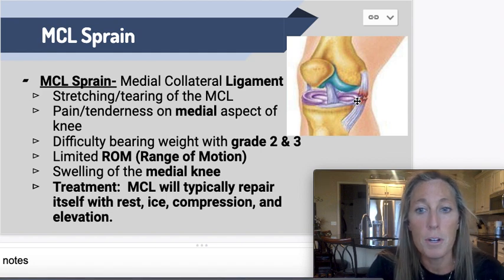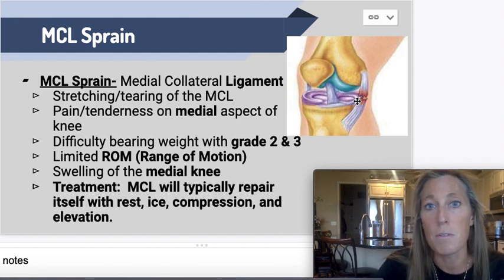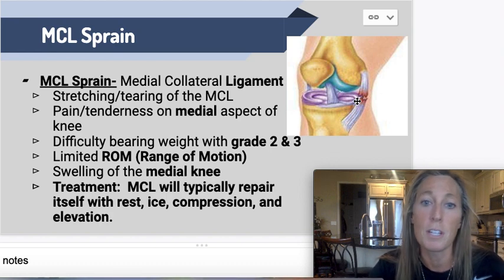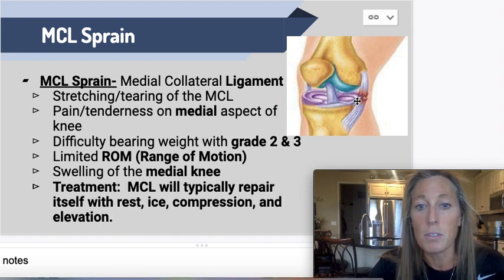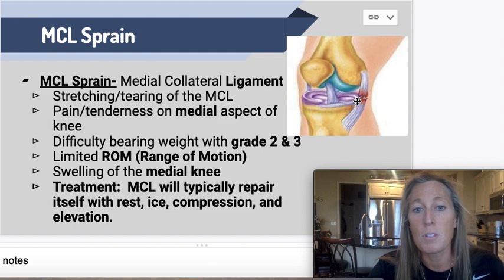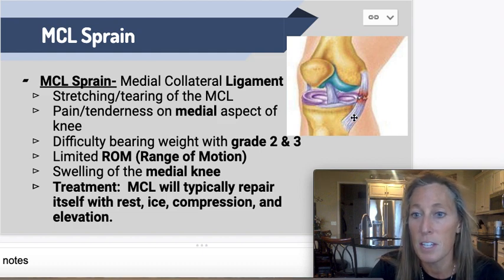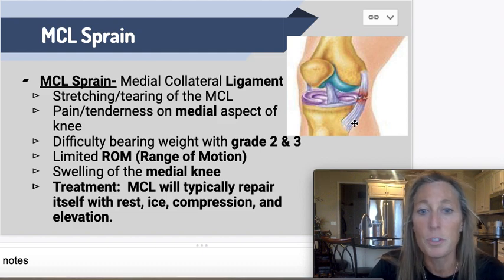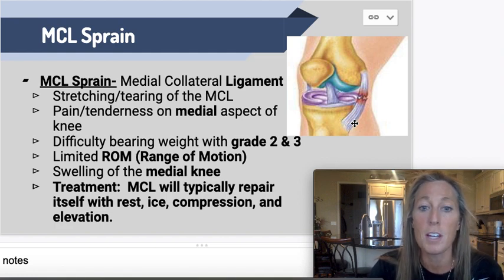You'll have difficulty bearing weight with a grade 2 or 3, where we've talked about grade 1, 2, and 3 sprains. You will have limited range of motion. There will most likely be swelling on the inside of the knee. MCLs do typically repair themselves with rest, ice, compression, and elevation unless it is completely torn.